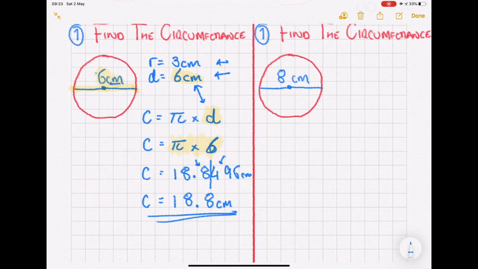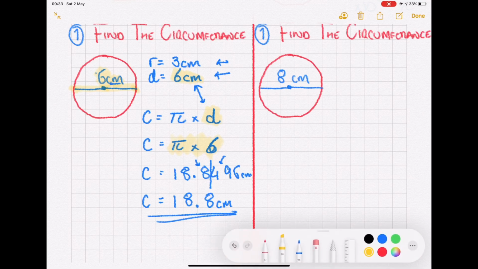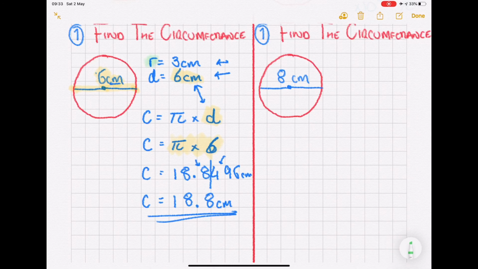And that's our final answer. Okay, so finding the circumference. First step we do is we write down our radius and our diameter. Always do that with our circle question. And then we find out what our radius and our diameter is.